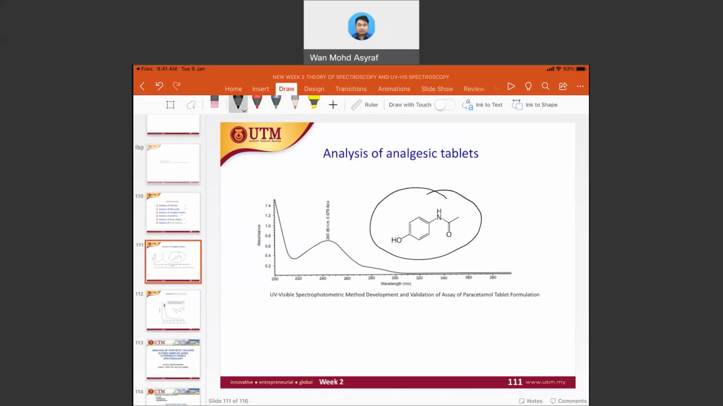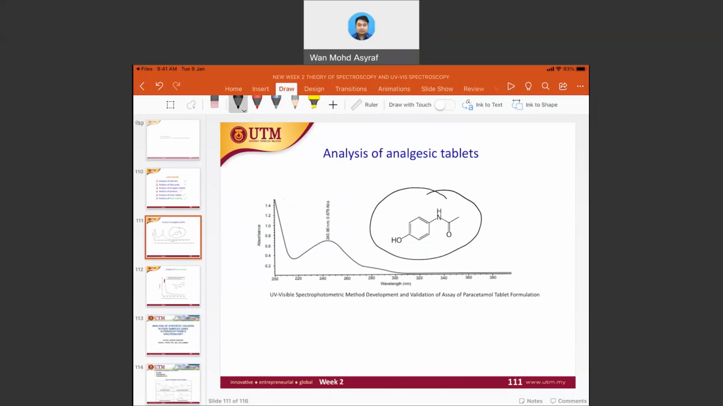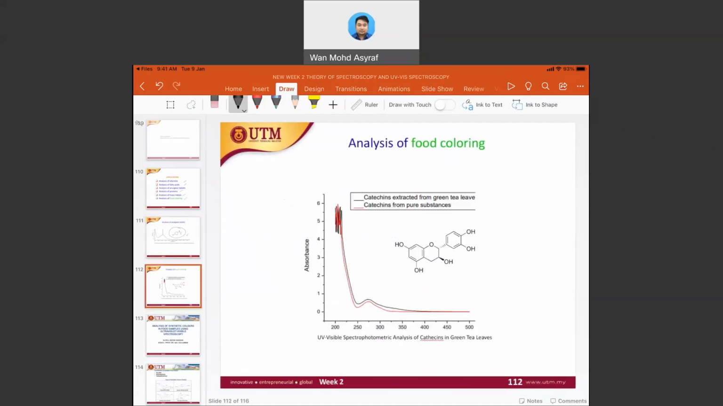When you look at the type of sample that can be used in UV visible, you can see that all of these are molecular substances, such as paracetamol. This is a paracetamol molecule. How about this one for food coloring? This is a structure for catechins. All of these are molecular, because after this you are going to learn about atomic spectroscopy.